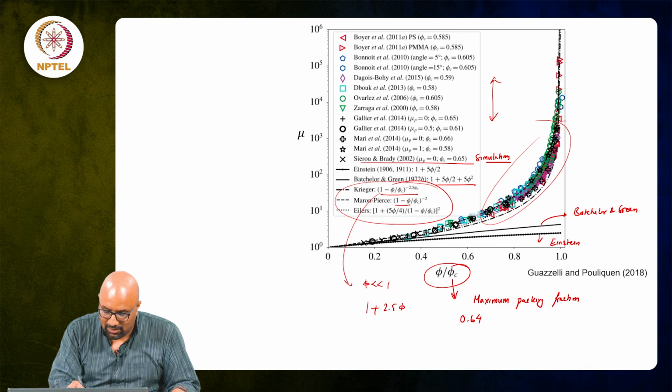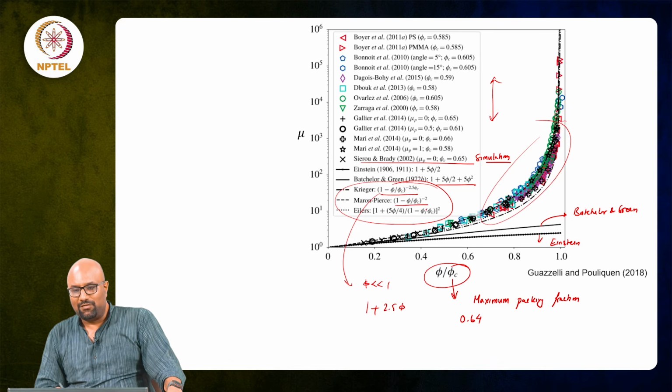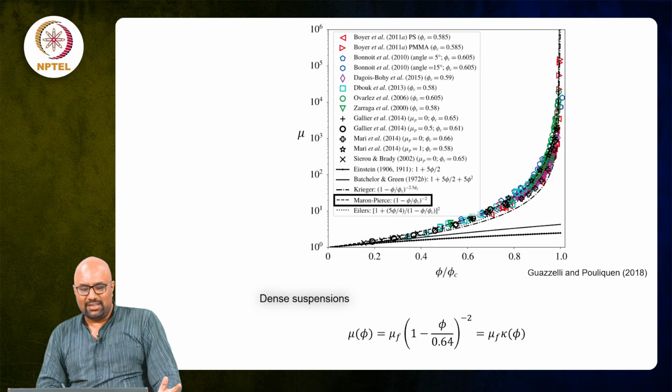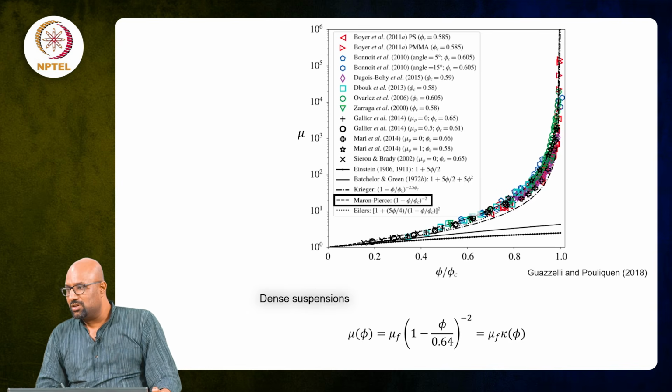But a better fit is the Maron and Pierce fit, which is (1 minus phi by phi c) with the inverse quadratic power. So this is basically the idea of your viscosity, that something as simple as the suspension viscosity can be very complicated, and especially when you are going towards dense limits where you do not have any theory. What you can do is get these various kinds of fits as you go to more concentrated suspensions. But the point is viscosity is becoming extremely large.